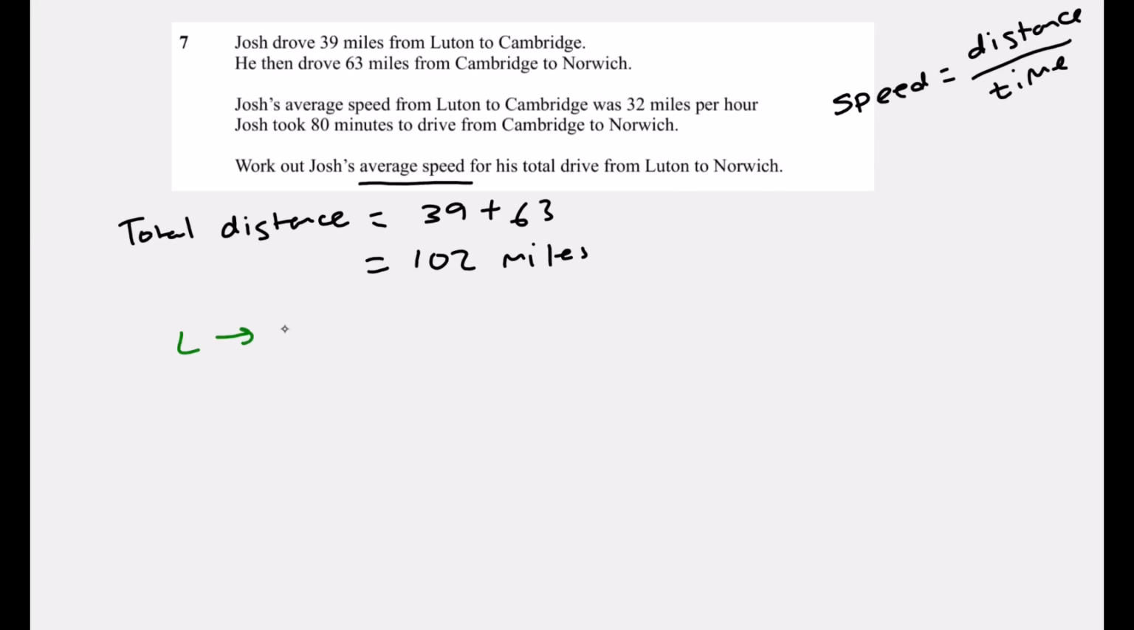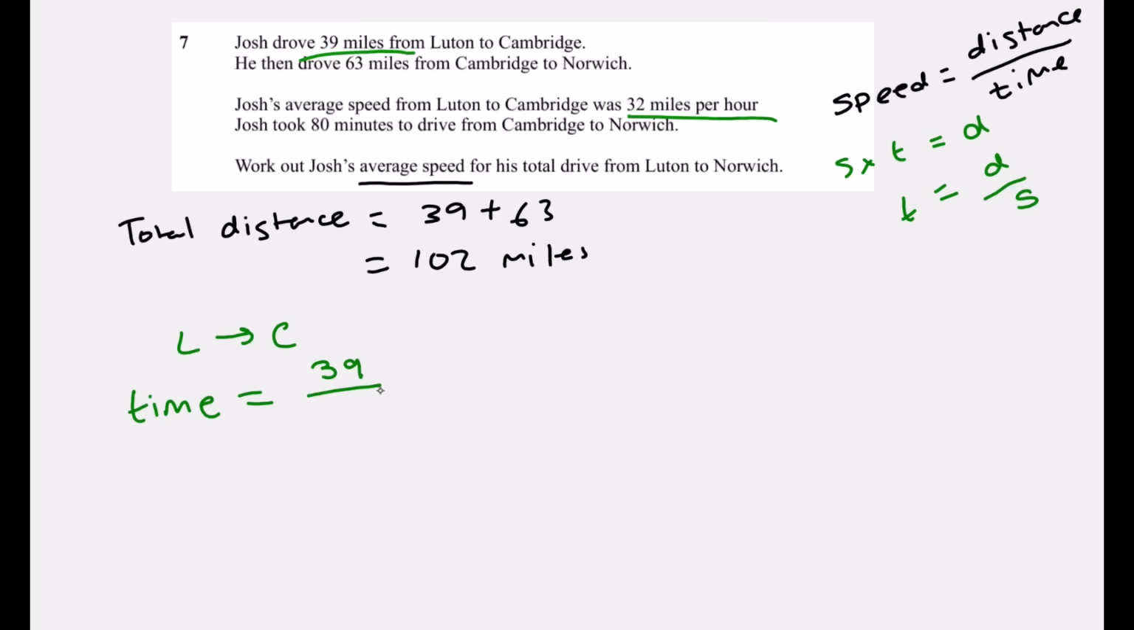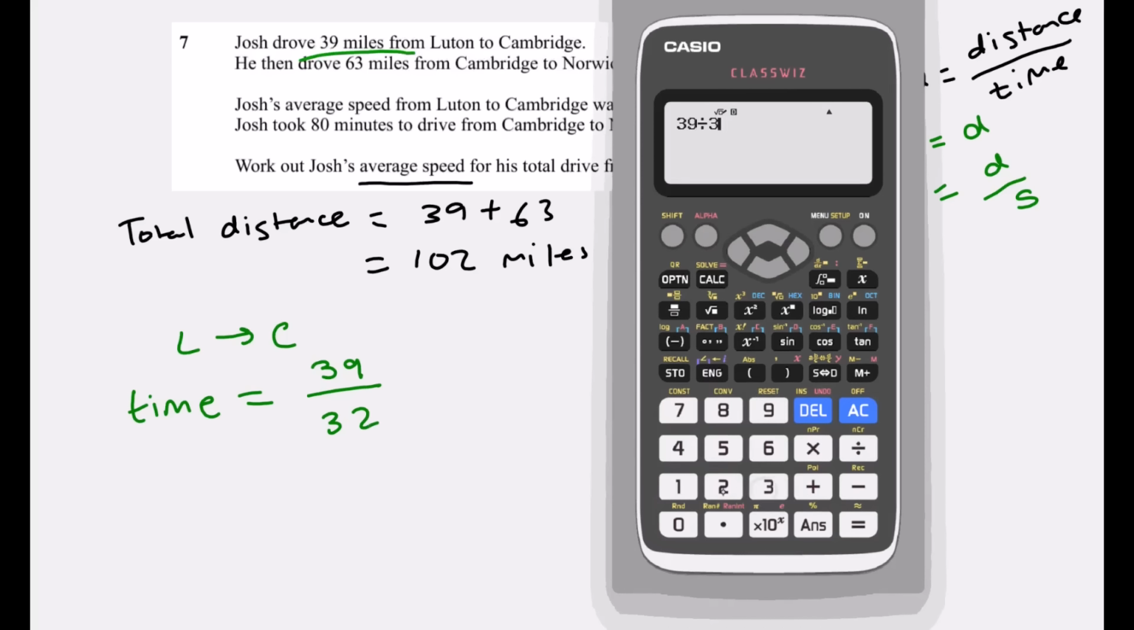So there's two parts, Luton to Cambridge. We know the speed and the distance, so we don't know the time. We can rearrange this formula to get the time. So if we times by time, speed times time is distance, and then divide by speed, time is distance over speed. So the time is equal to the distance, 39, divided by the speed, 32 miles per hour. 39 over 32 is 1.21875.